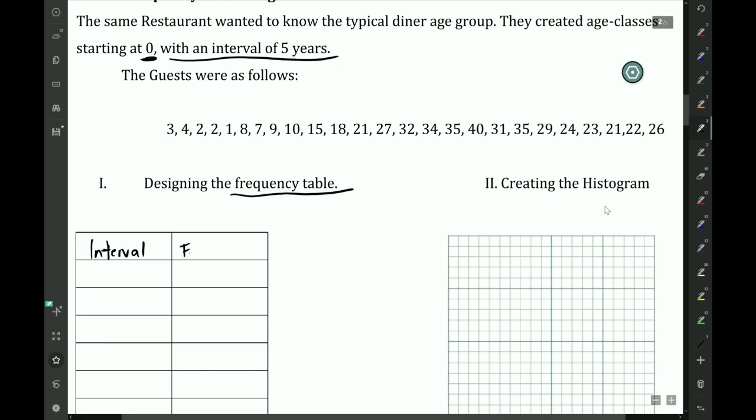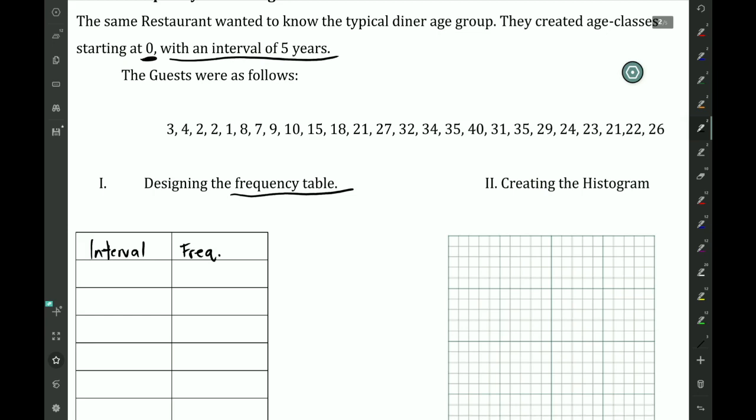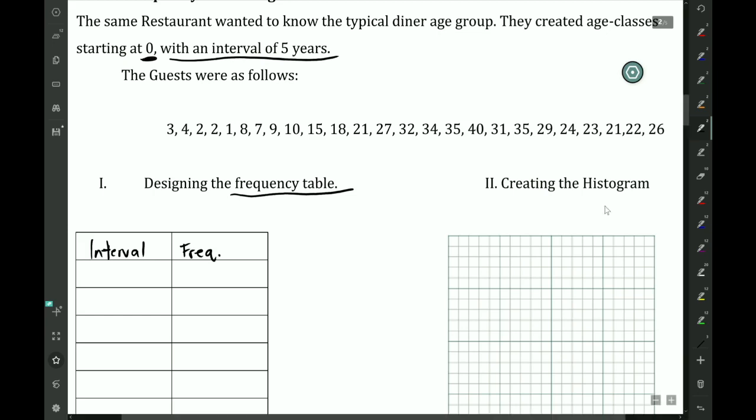So we have our interval, and we have our frequency. One thing we need to do really quickly just to help us out is we need to make everything. So this is going to be 34. We'll keep this at 30. Actually, we'll make it 32. And we'll make this 34. So do that for yourself real quick. It'll just make it nicer for us.